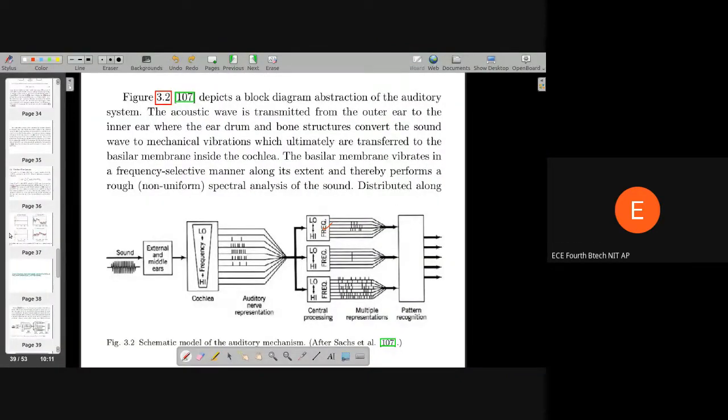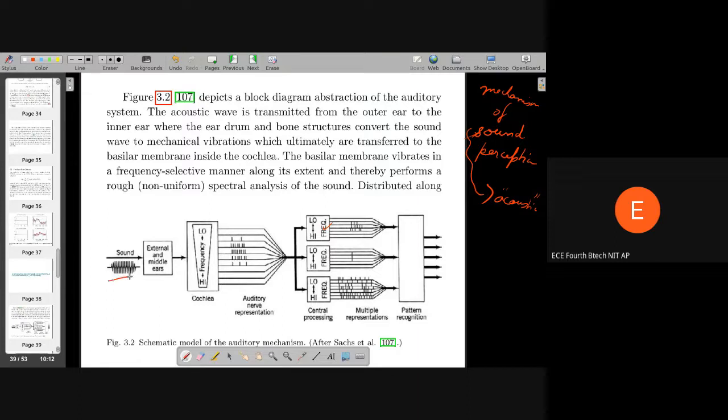So what we saw just now in that video was how sounds are perceived by the human ear. That is the mechanism of sound perception, not speech, sound perception, which automatically means speech, music, and everything, anything acoustic.